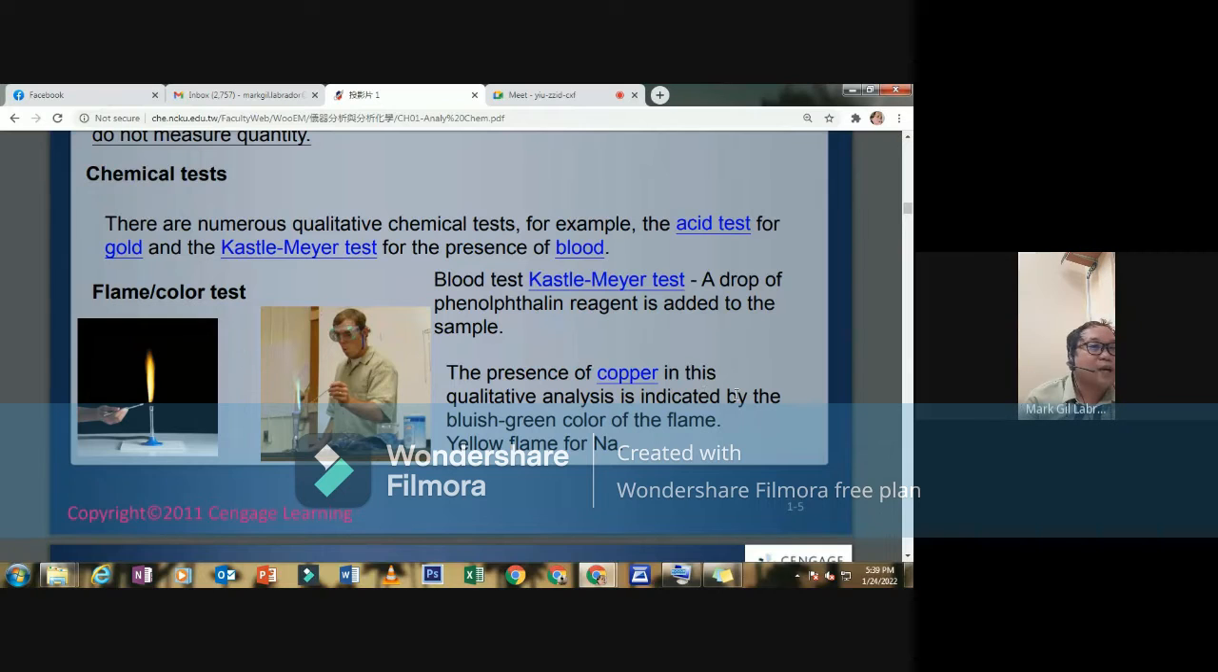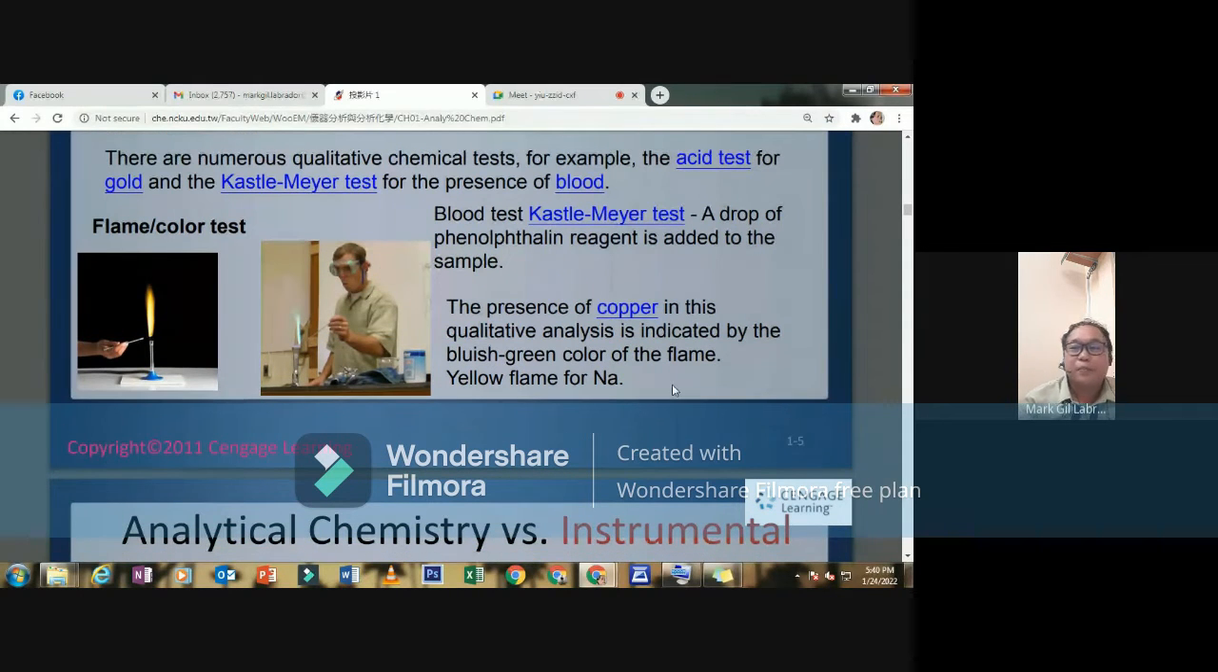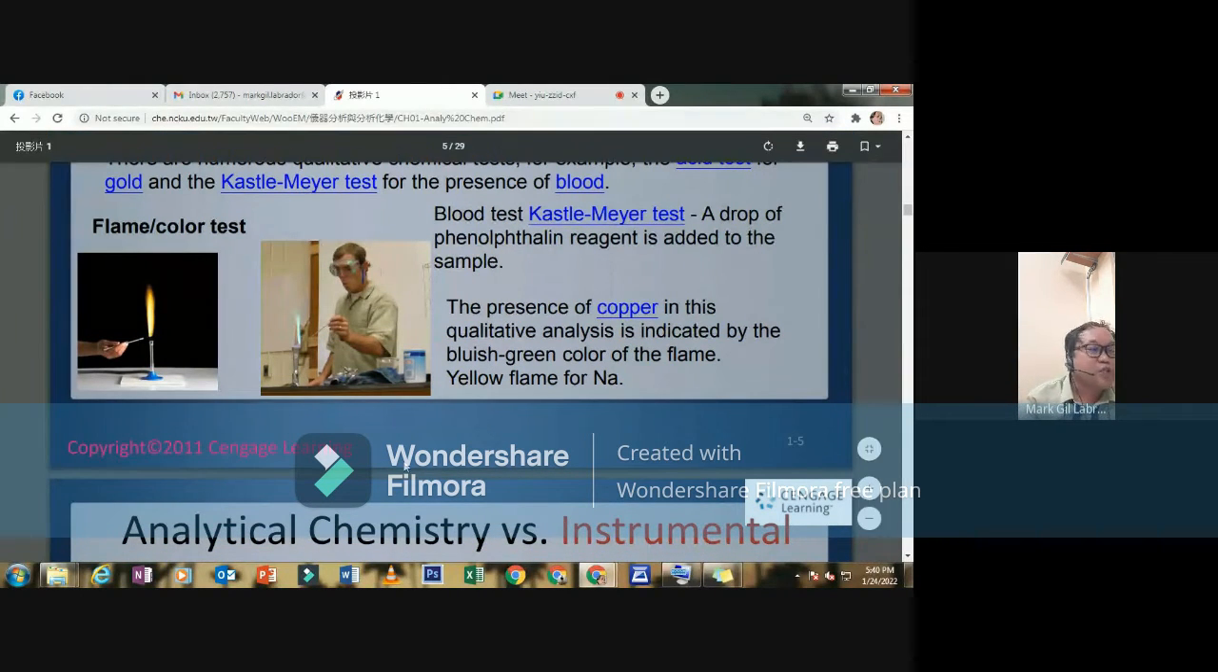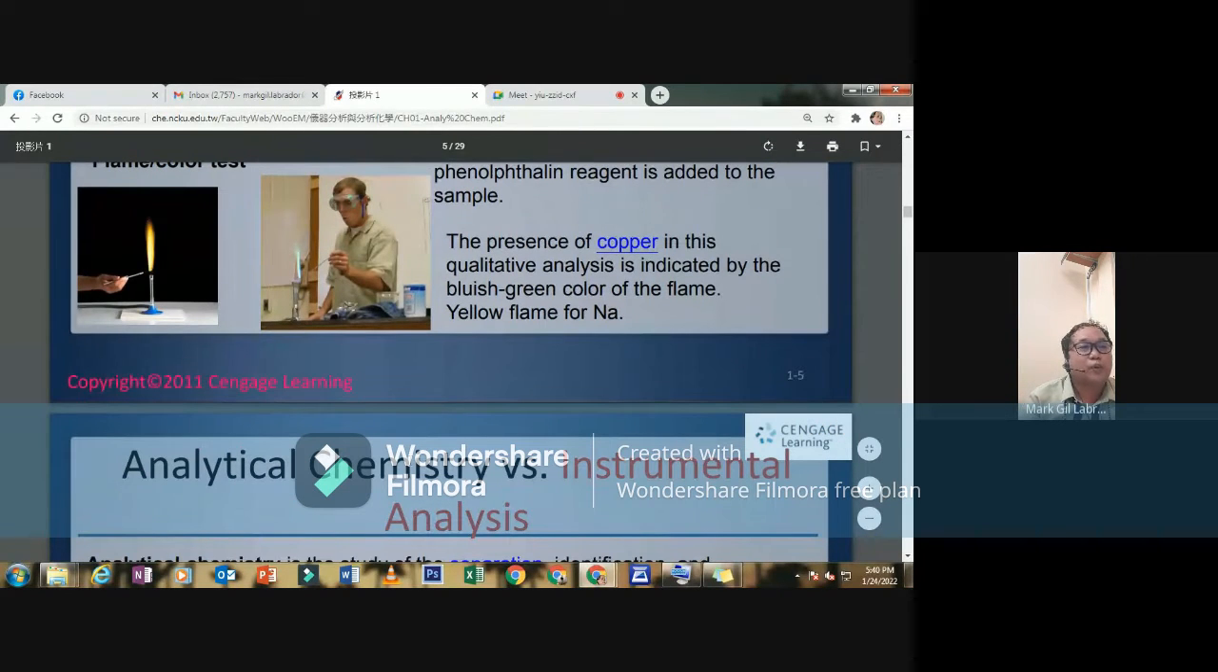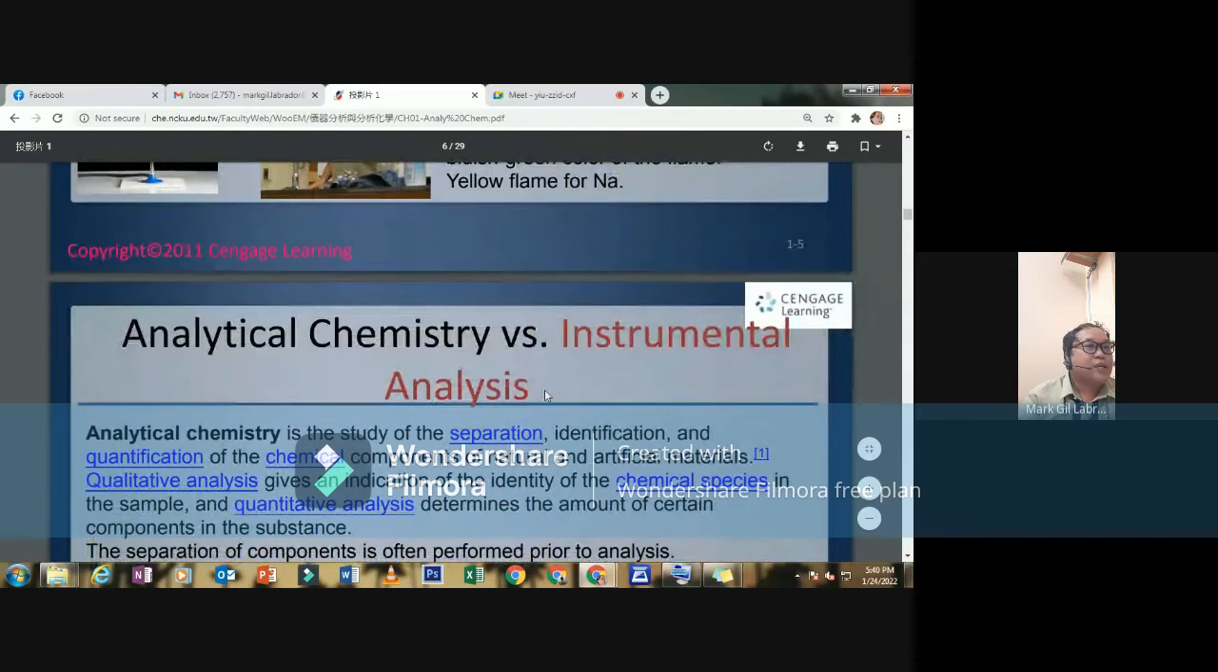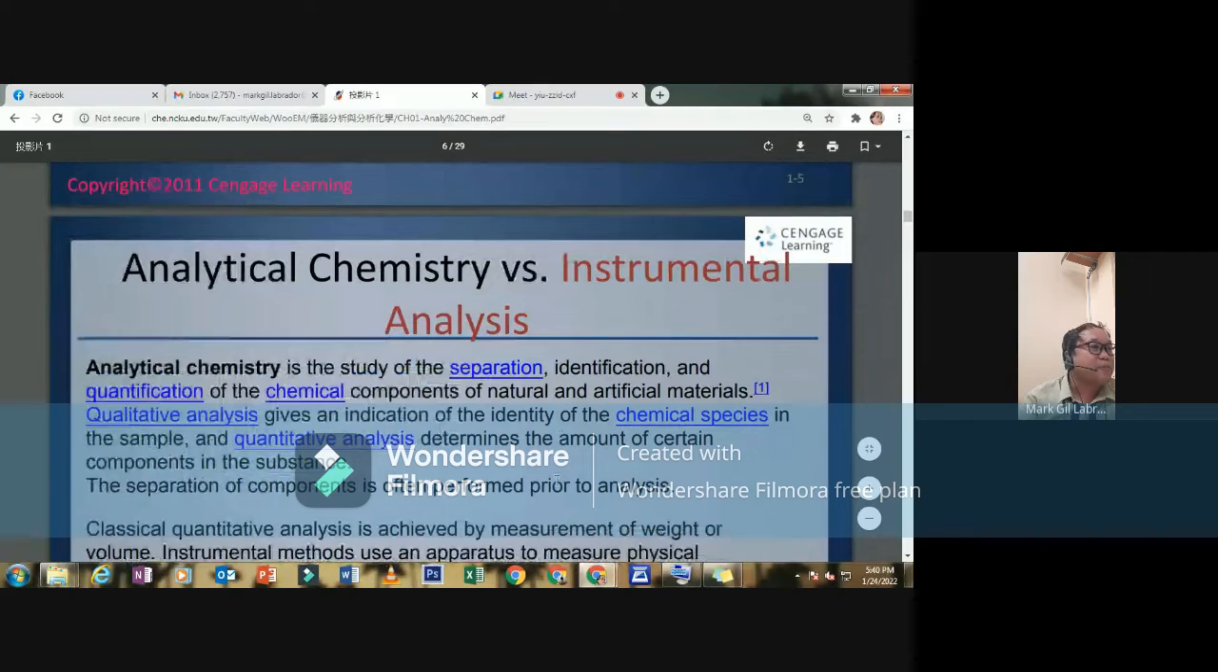The presence of copper in this qualitative analysis is indicated by a bluish-green color of the flame, meaning yellow flame for sodium. Mag-yellow siya kapag merong sodium. Pero ginalagyan siya ng copper. So marami tayong parang pinaghalo-halo. Tapos kung mag-change ang color, meaning you are doing a qualitative analysis.